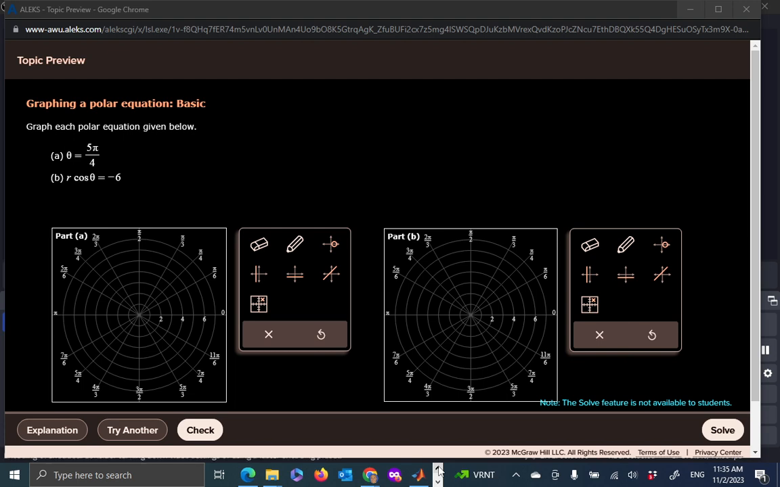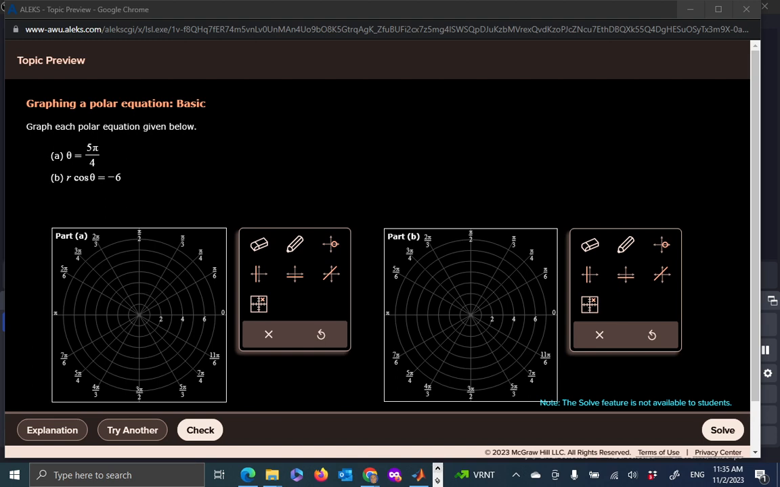Here are two questions. Graph theta equals 5 pi over 4, and the second one is r cosine of theta equals minus 6. So these are two basic questions that we have here. We have a set of tools to help us draw these. Part A here and part B is going to be here.